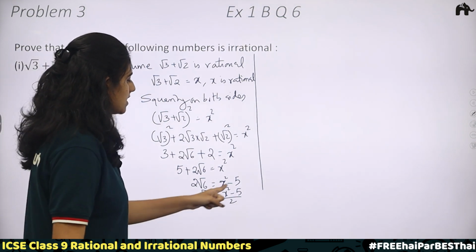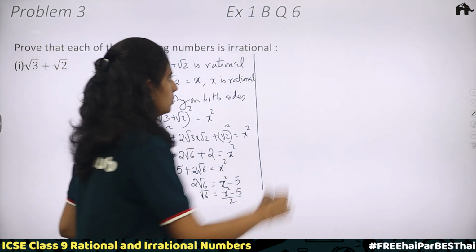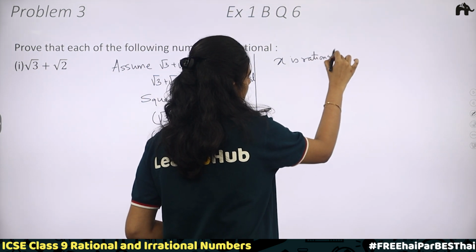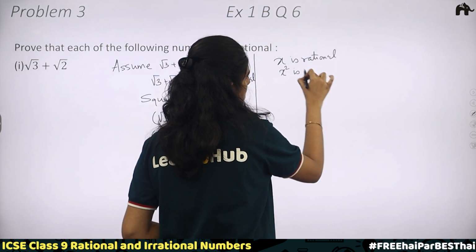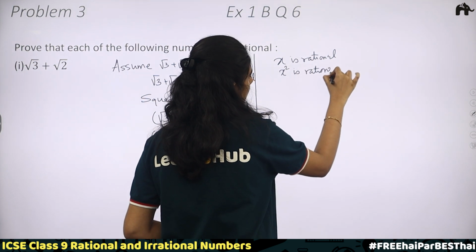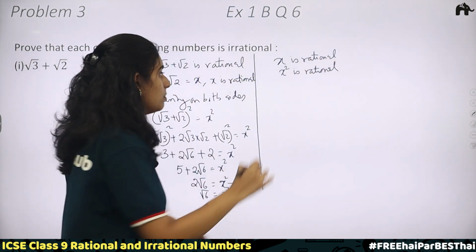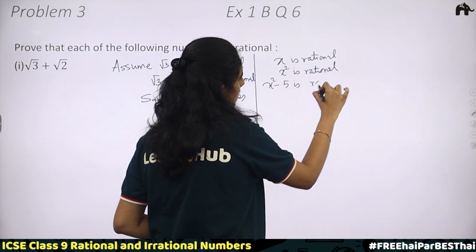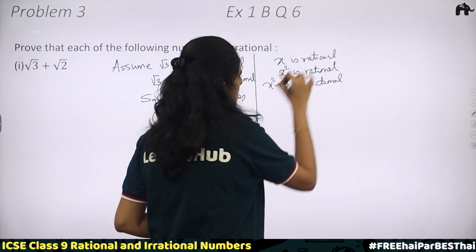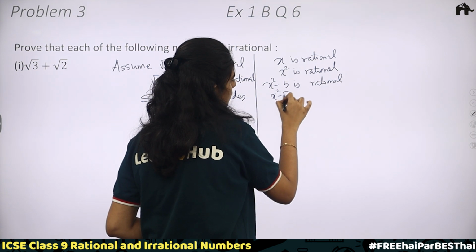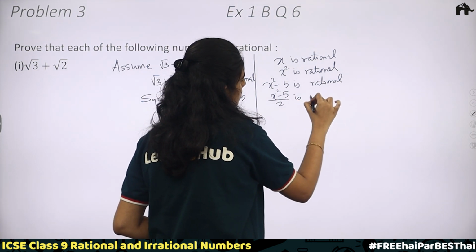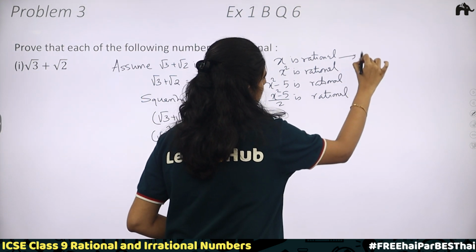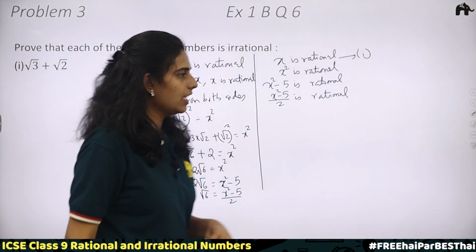√6 is (x² − 5)/2. We have taken x as rational. If x is rational, then x² is rational. If x² is rational, x² − 5 is rational. If x² − 5 is rational, then (x² − 5)/2 is also rational. So this is our first assumption that we have taken.